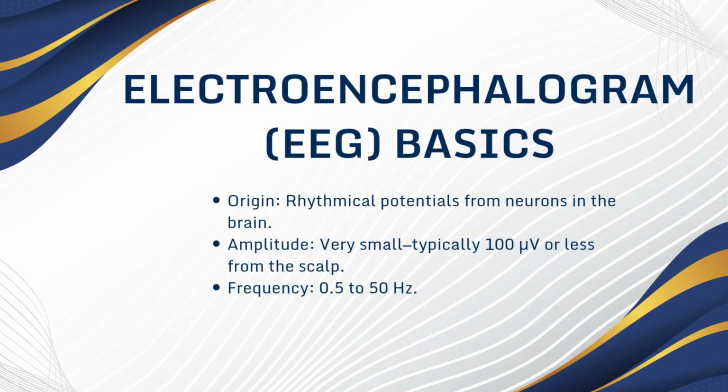Moving to the brain, we find the EEG. Unlike the heart, these signals are incredibly faint, often less than 100 microvolts. Because they are so small and buried under the skull, recording them requires very sensitive amplifiers and specialized electrodes.